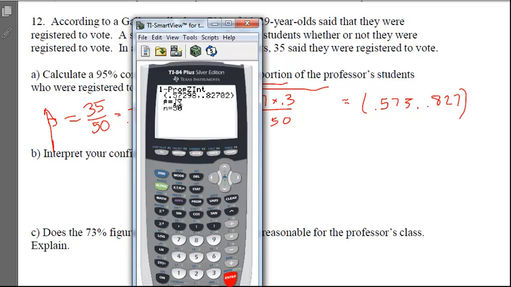Okay, so here's my confidence interval. It goes from 0.573 up to 0.827. That's my confidence interval. It's what I got when I did it by hand.